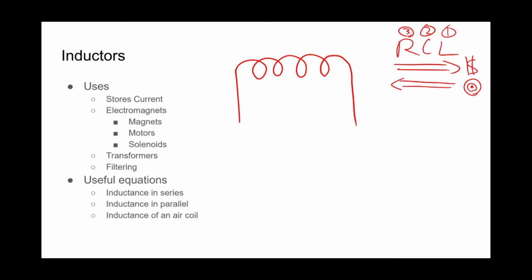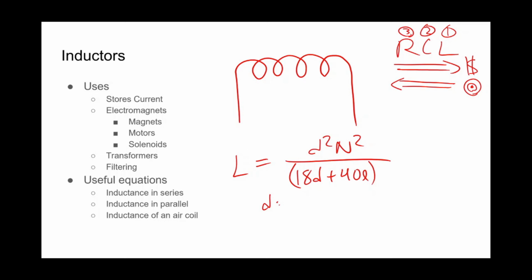But let's talk about how to build a custom inductor. So the inductance of an air coil, so no core in there, L equals D squared times N squared over 18D plus 40L. And I know that's really gross. I'm sorry. It's because it's in inches. Don't blame me. So D is the coil diameter in inches, and this is from the wire center to wire center. So remember, each of these wires has a thickness to it. So it's from the center of that wire to the center of that wire. So that's D right there.